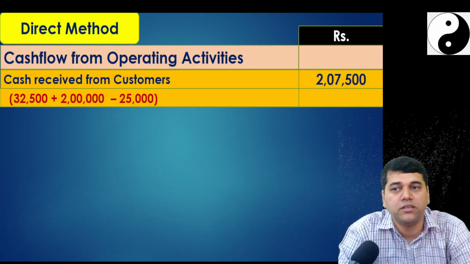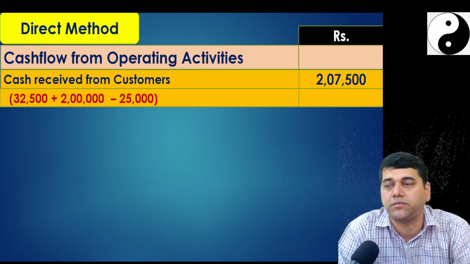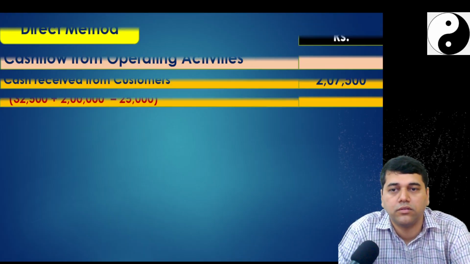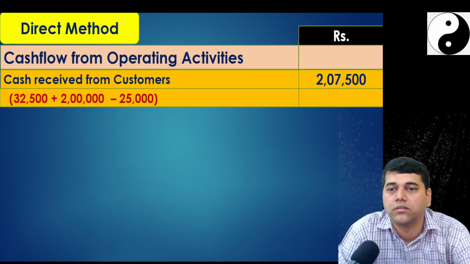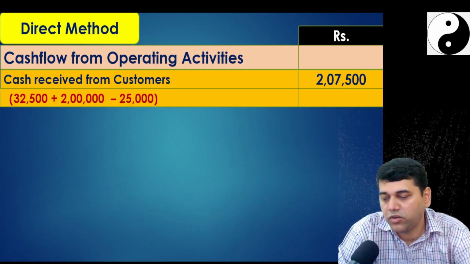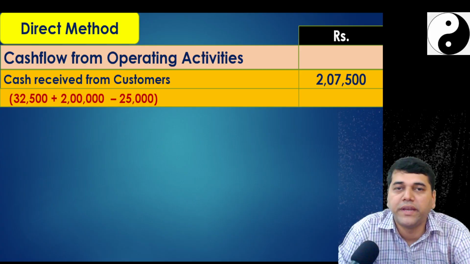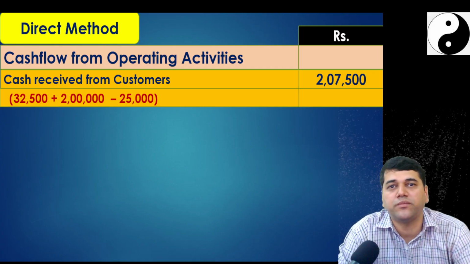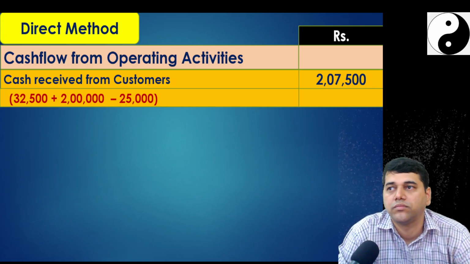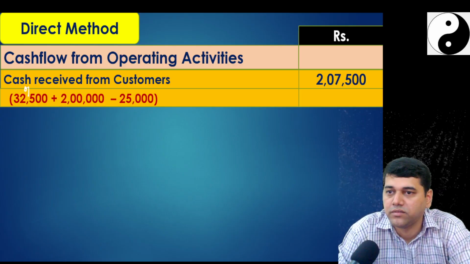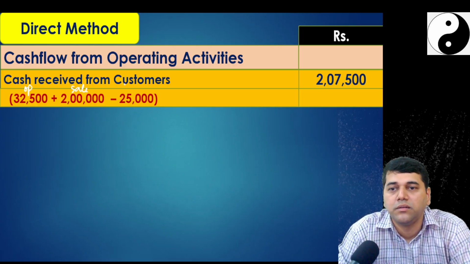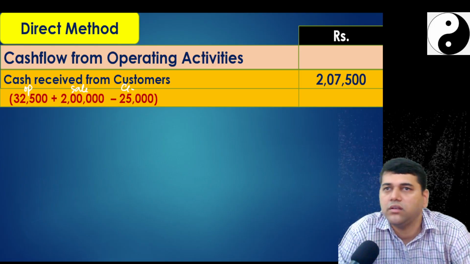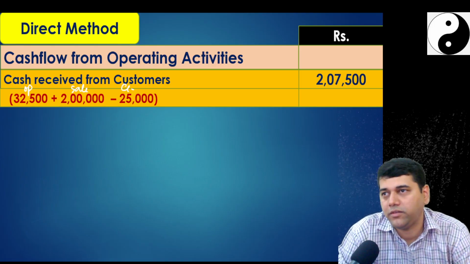So start the direct method, cash flow from operating. First head, cash flow from customer. How much did you receive from the customer? What is my equation? Opening customers plus sales made during the year minus closing customers should be the cash received from the customer. Otherwise, how much breakup should I give?